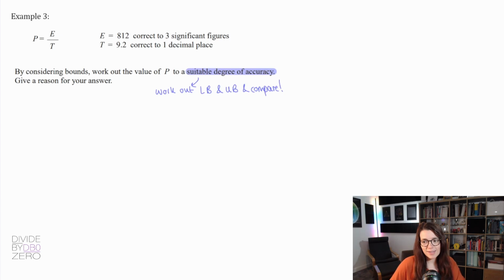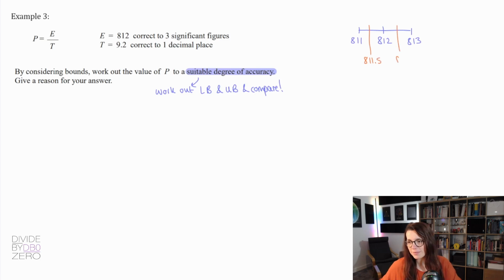So to work out the lower bound and upper bound for P, we need the lower bounds and upper bounds for E and T first. So let's work those out using our number lines. It's going to look like that for E. So if we split those down the middle to get the bounds, we're going to get this. And then let's do something similar for T. So 9.2 in the middle, 9.1, 9.3. Then we've got 9.15 for the lower bound, 9.25 for the upper bound.